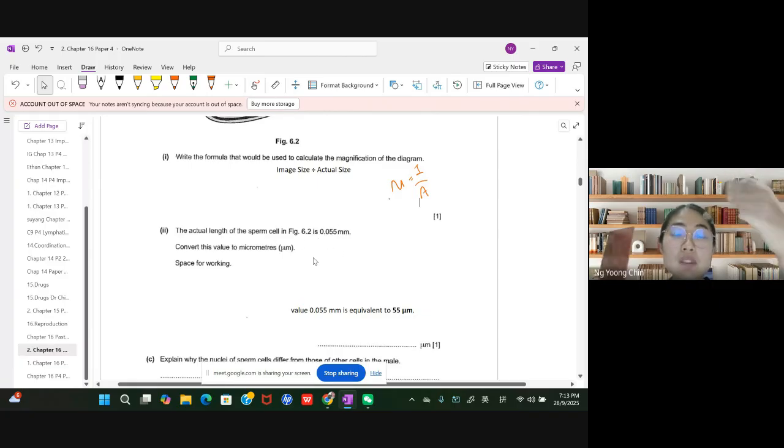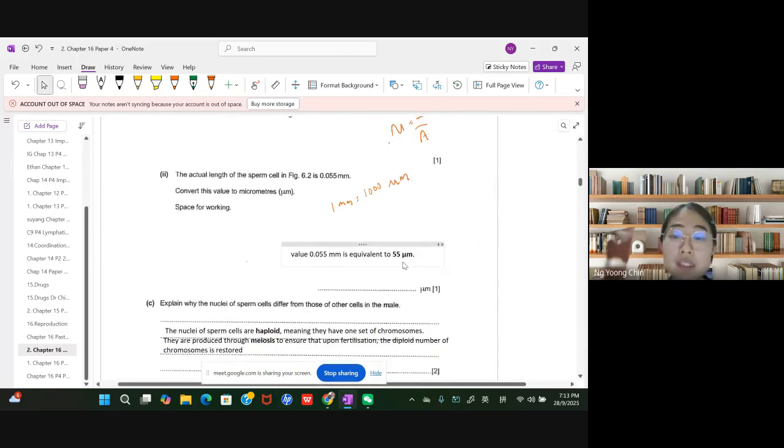So you need to convert the value to micrometers. So you have to convert it. You just times 1000, because 1 millimeter equals 1000 micrometers. So you need to times 1000, then you get 55 micrometers.